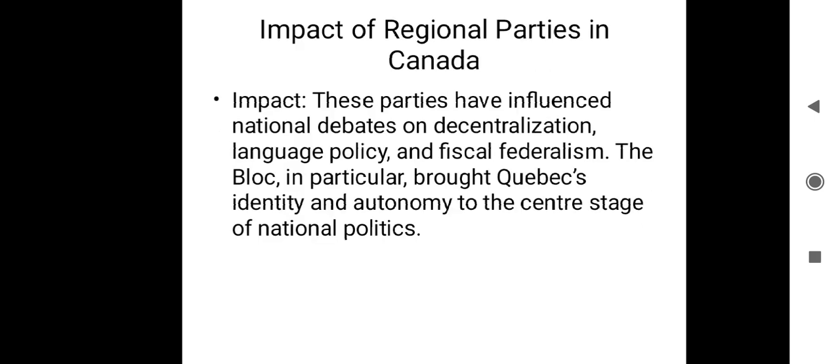Then, quickly, I will come to the impact of regional parties in Canada. Regional parties in Canada have influenced national debates on decentralization, language policy, and fiscal federalism. The Bloc, in particular, brought Quebec's identity and autonomy to center stage of national politics.